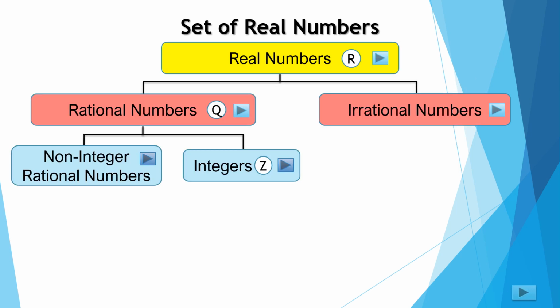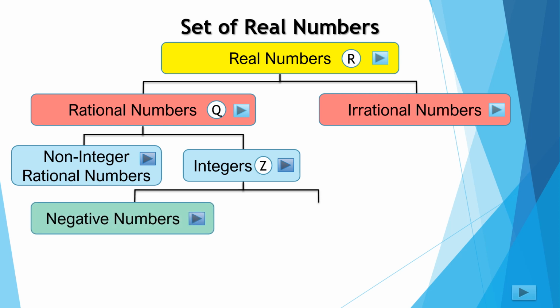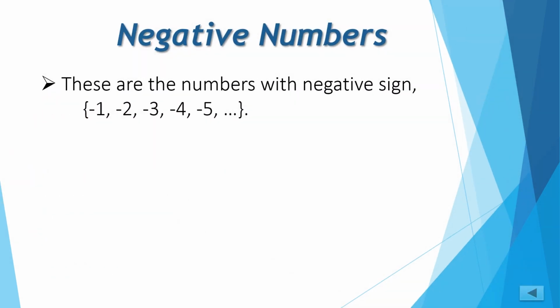Ngayon, ang integers ay nahahati sa dalawa. Una, yung negative numbers. So, ano ba yung mga negative numbers? Negative numbers, these are the numbers with negative sign. So, negative 1, negative 2, negative 3, negative 4, negative 5, and so on. Kahit yung negative 100, iyon ay halimbawa din ng negative numbers.